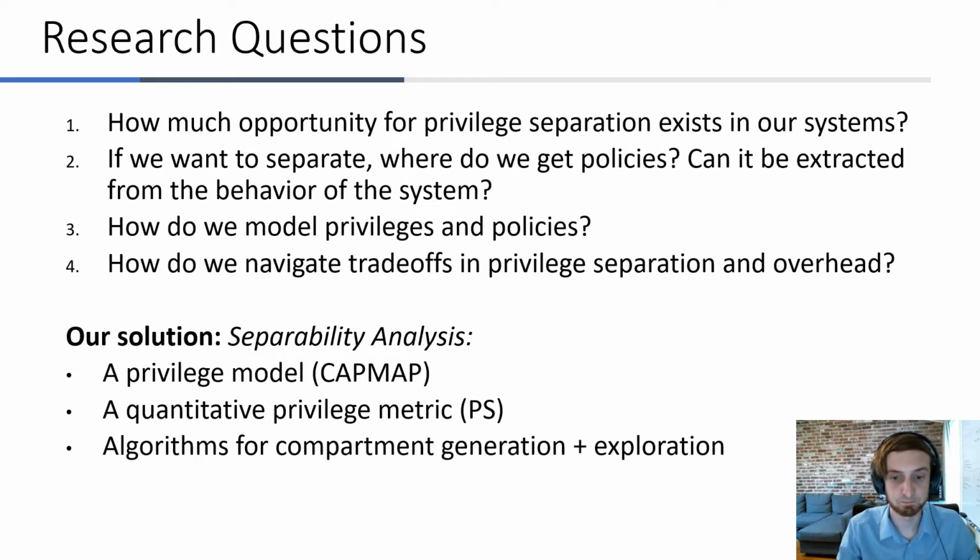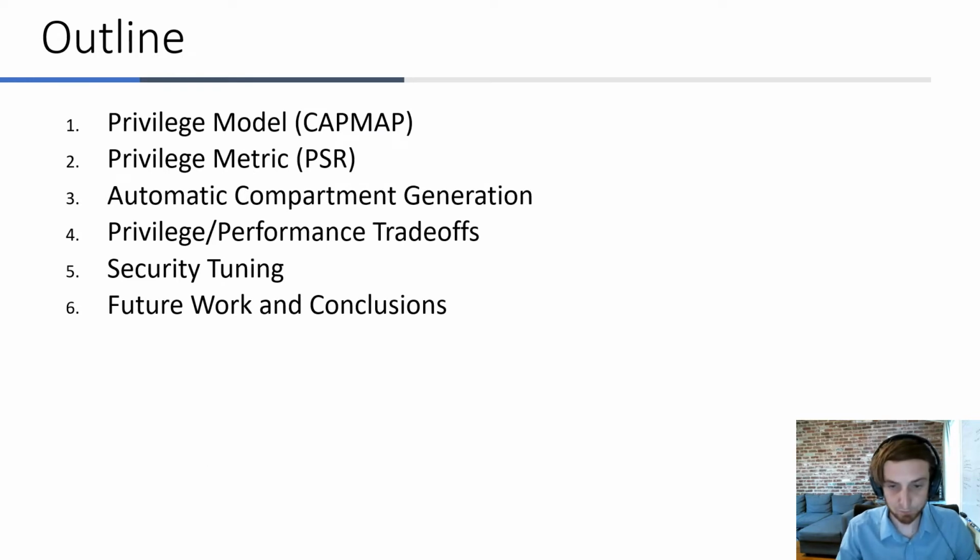Okay, so the outline for the rest of the talk is I will start by introducing the privilege model, the cat map. After that, I will introduce the privilege metric, the privilege set. Then we'll look at automatic compartment generation, once we have that foundation in place, posing compartment generation as an optimization problem. We'll then look at creating privilege-performance trade-off curves, and at the different ways that we can explore this space. Then we'll look at some of the extensions that we can do with this framework in place, such as tuning different compartmentalizations and some other extensions like that. And then lastly, we will look at some future work and conclusions.